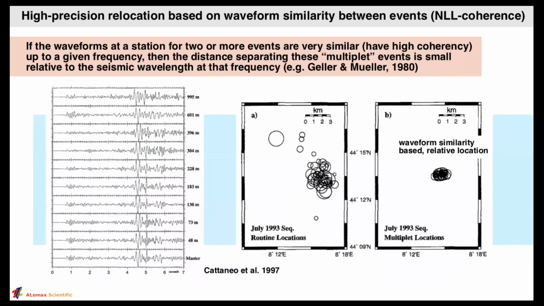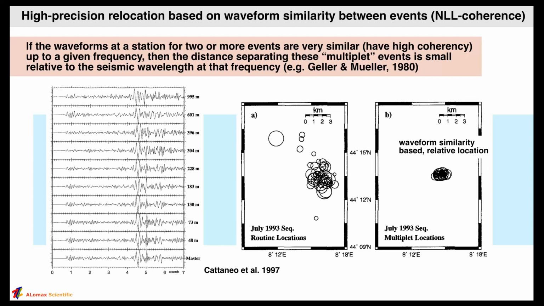The second new feature in NonLinLoc is the NonLinLoc coherence location. And it's based on the well-known observation, for a number of years, that if the waveforms at a given station for two or more events are very similar, and generally very similar means having high coherency in a cross-correlation measure, if two waveforms at a station for two or more events are similar up to a given frequency, then the distance separating these so-called multiplet events is small relative to the seismic wavelength at that frequency. Or in fact, the distance separating the events is small relative to the highest frequencies that are in the waveforms.